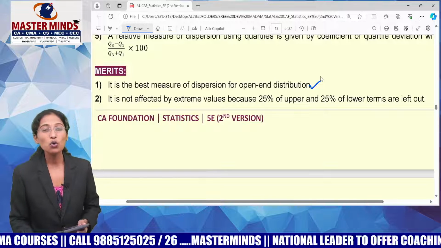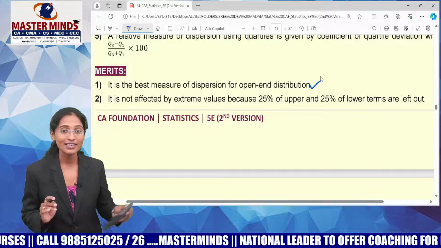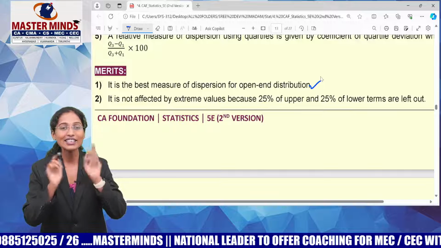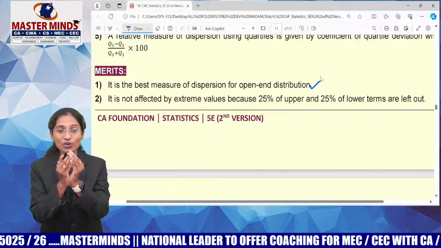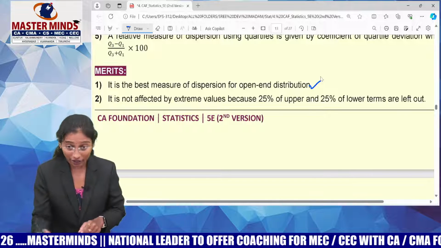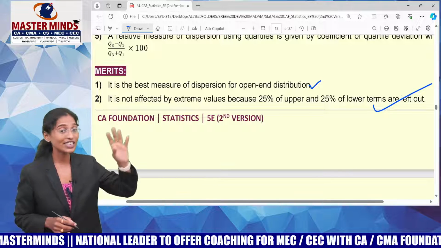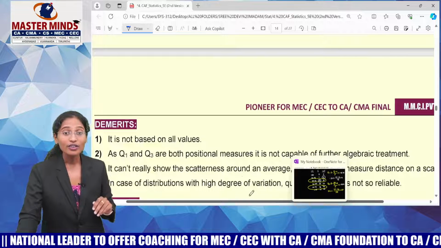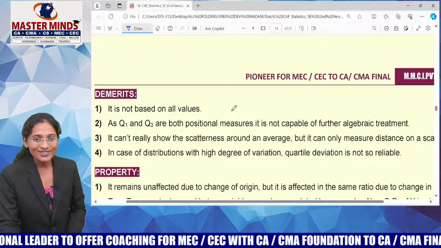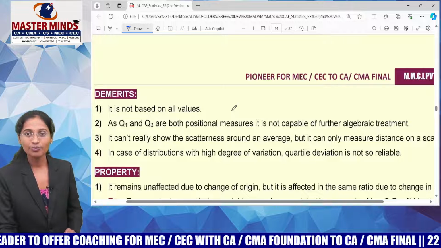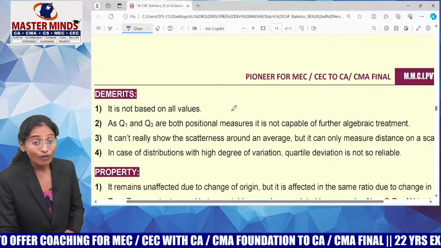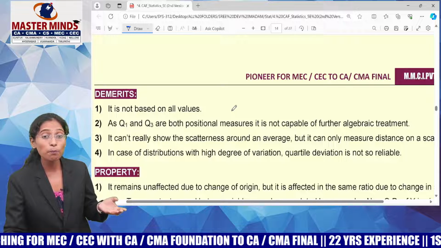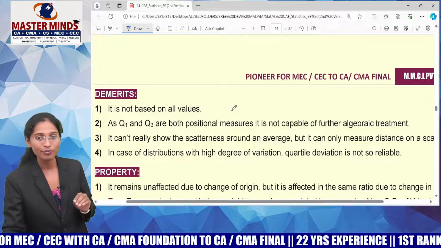Now, one more thing. Where do extremes lie, at the beginning or at the ending? But quartile deviation lies at the middlemost place. So quartile deviation is not affected by extreme observations, as we are leaving the first 25% and the last 25%. Is it based upon all the values? No. Next, is it useful for further algebraic treatment? No, because as Q1 and Q3 are based upon position, they are not based upon all the values.